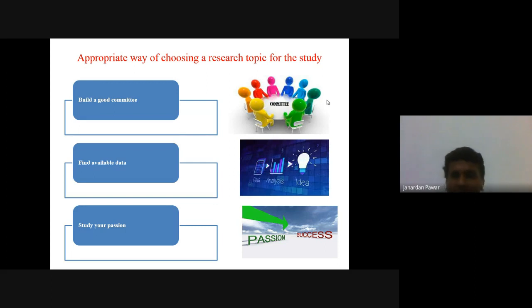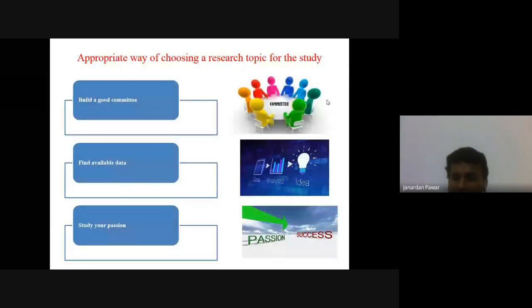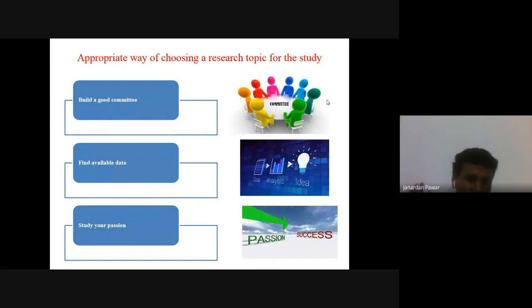So see, find available data before going for a topic. Remember, this is my underlined statement for you all. What is that statement? Before choosing and finalizing your topic, just see whether the data is available or not. If you select a topic which will not have proper enough available data, don't choose it. It will make you frustrated in future.